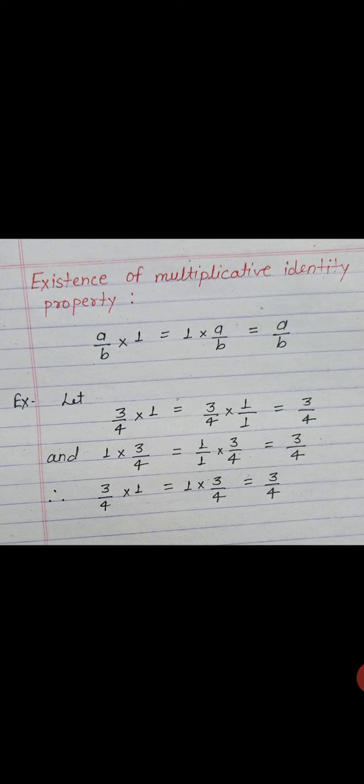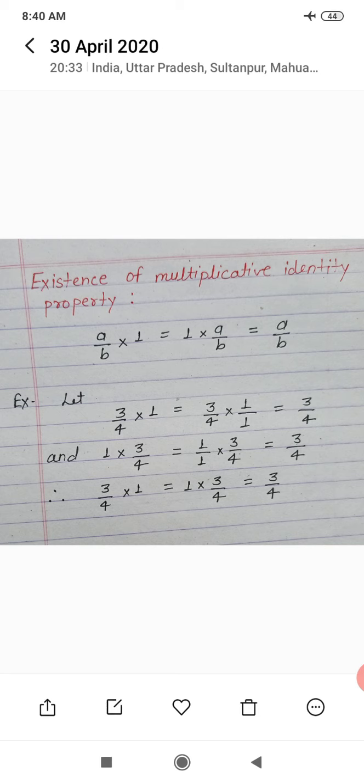For example, let us consider the rational number 3/4. Then 3/4 × 1 = 3/4 × 1/1 = 3/4, and 1 × 3/4 = 1/1 × 3/4 = 3/4. Therefore, 3/4 × 1 = 1 × 3/4 = 3/4. Existence of multiplicative identity property holds for multiplication of rational numbers.